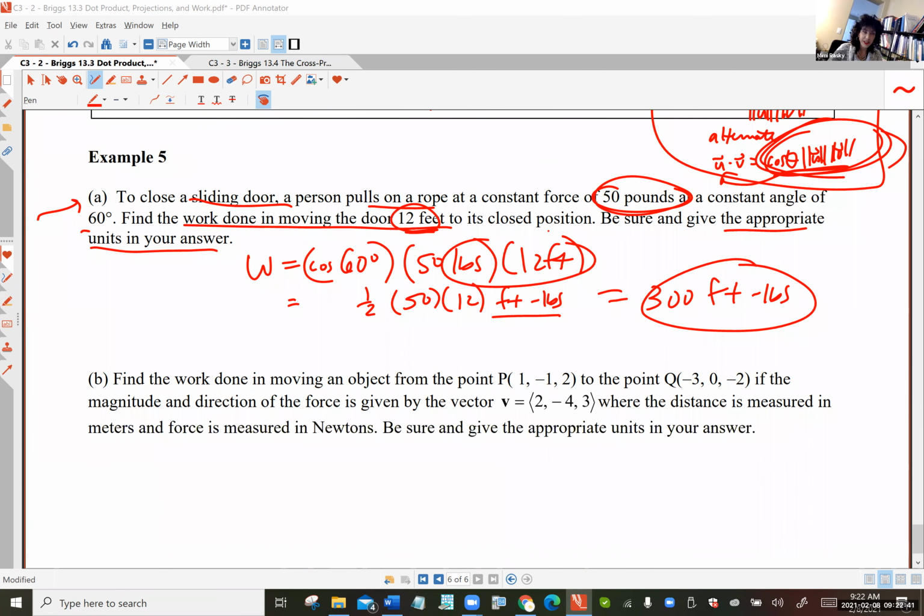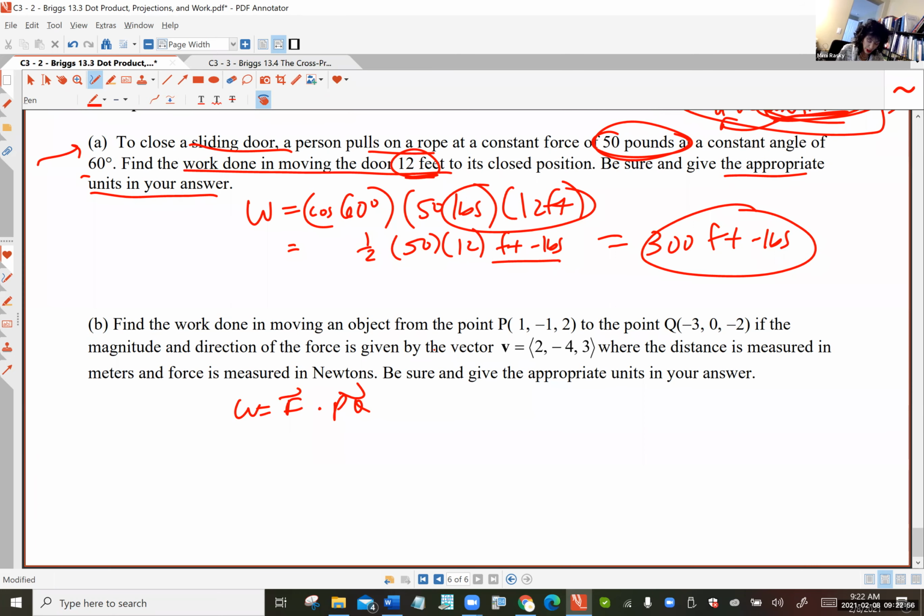Okay, so letter B, by process of elimination, is most likely going to use the dot product form. So it's probably going to have a dot product of two vectors format, right? Let's see what they're asking here. Find the work done in moving an object from the point P to the point Q if the magnitude and direction of the force is given by this vector V. The distance is measured in meters, and the force is measured in newtons. This is the metric system. Give appropriate units in your answer.